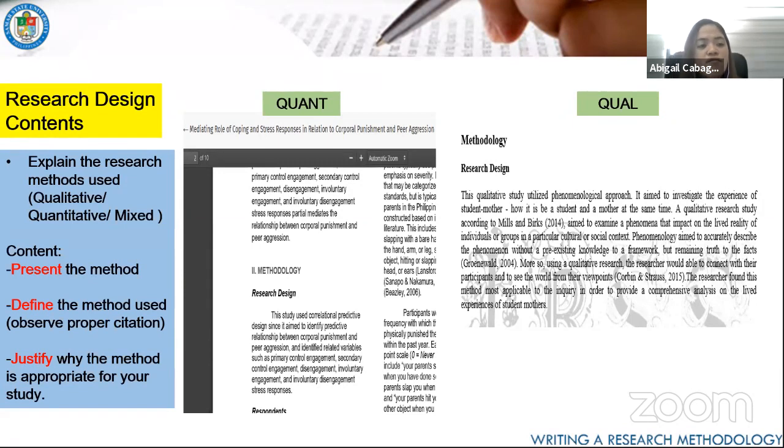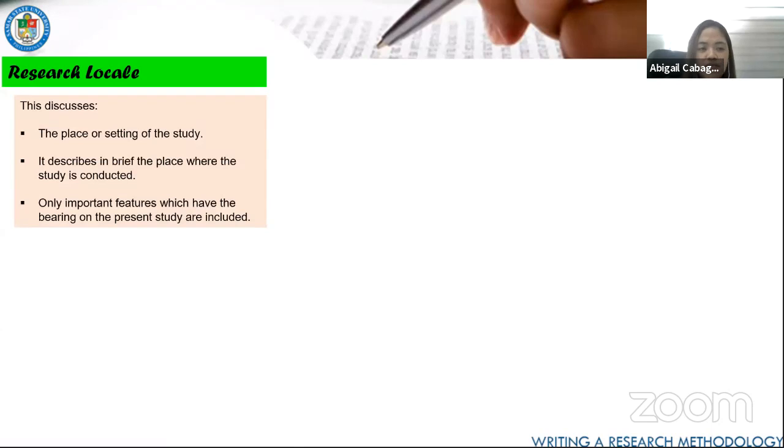experiences of student mothers. Okay, so in the research design, do not forget the content: you should present the method, you need to define the method, and you need to justify the method that is appropriate for your study. Okay, for the research locale, of course, this is common.